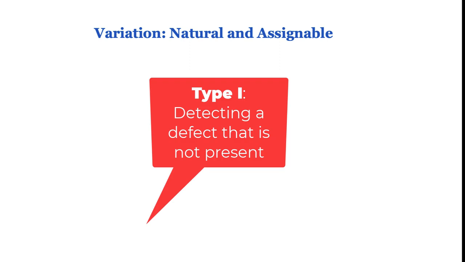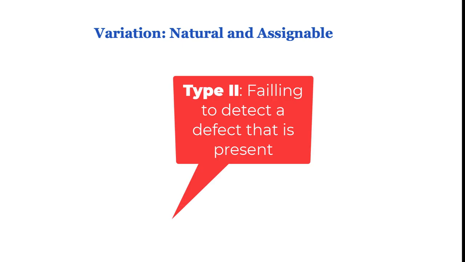A type 1 error is detecting a defect that is not actually present. If an operator made a type 1 error, he or she would conclude that a process was not in control, when in fact the process was in control. On the other hand, a type 2 error is failing to detect an error that is present. If an operator made a type 2 error, he or she would conclude that the process was in control, when the process was in fact not in control.